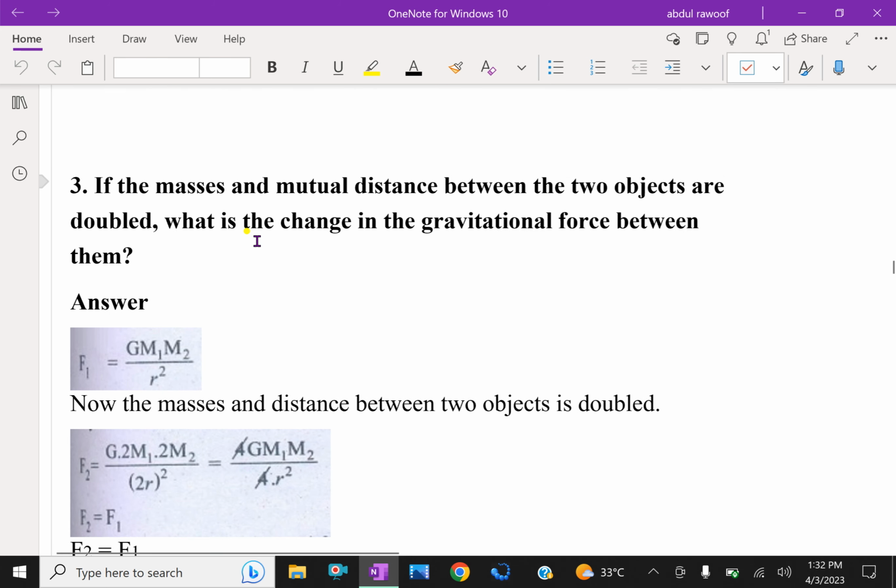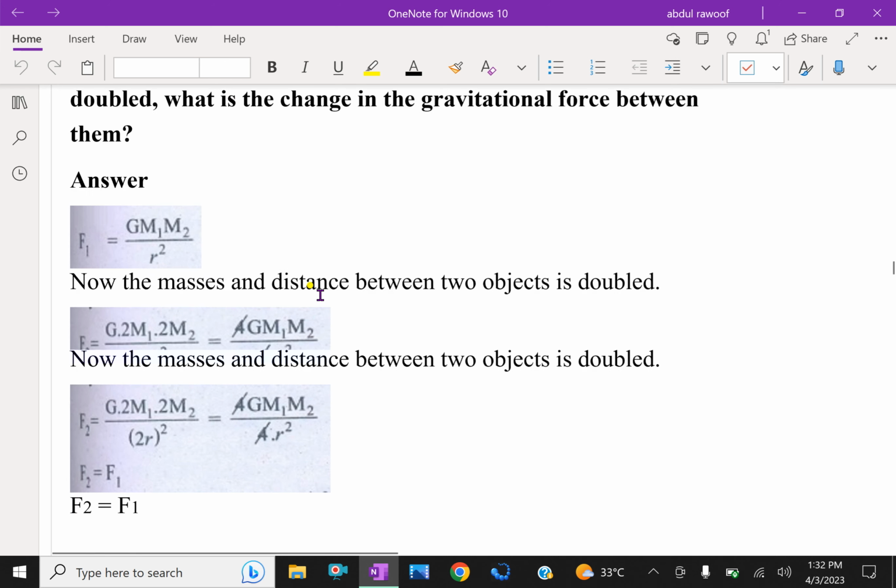Next question. If the masses and mutual distance between the two objects are doubled, what is the change in the gravitational force between them? That means the masses of the two point masses are doubled, as well as the distance between them. What is the gravitational force after that?